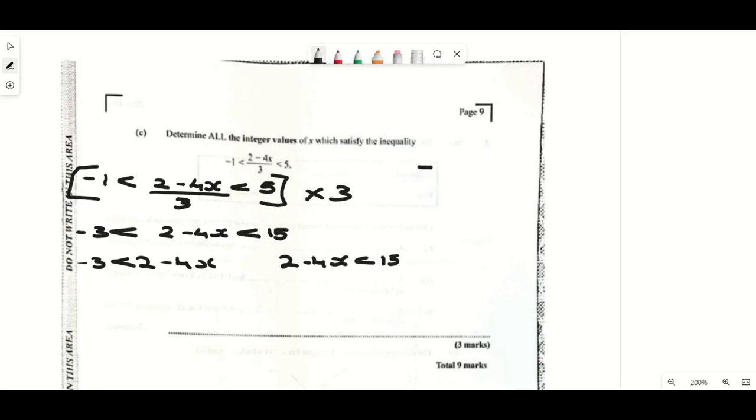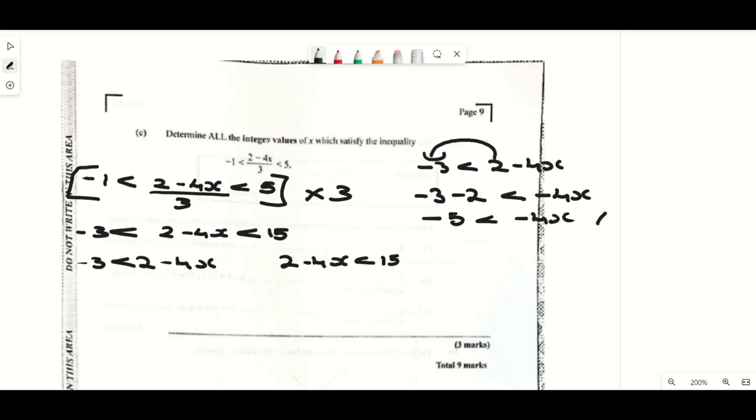We have minus 3, this 2 minus 4x. So first off, we want positive x. So we're going to carry across plus 2, and the plus 2 is going to turn to negative 2. Minus 3 minus 2 is minus 5, minus 4x. So that's minus 5 minus 4x.